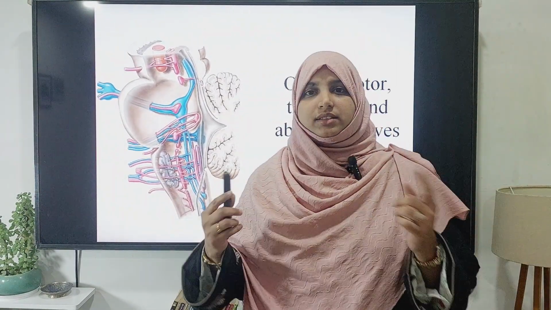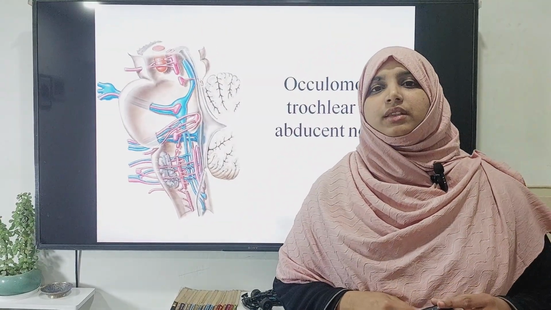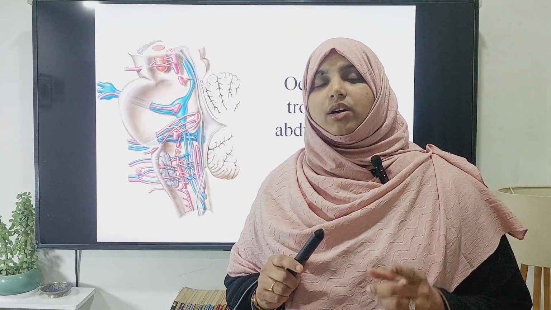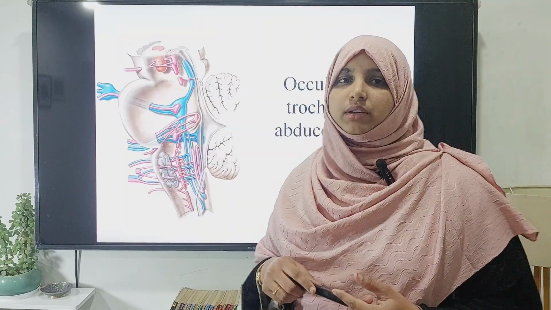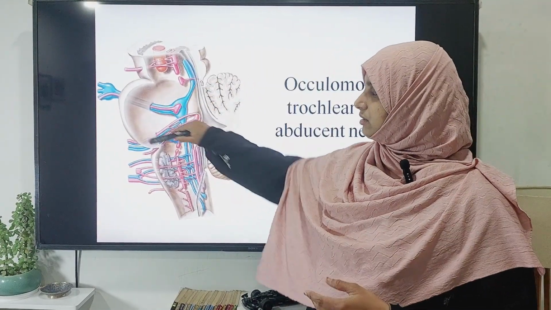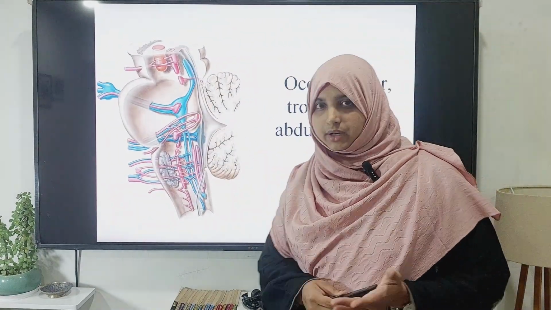Oculomotor, trochlear, abducent. You know these nerves are cranial nerves, right? What do you mean by cranial nerves? Cranial nerve means their origin, their nuclei, is located in the brain stem. Here this is the brain stem. This is the midbrain. This is the pons, and this is the medulla oblongata.